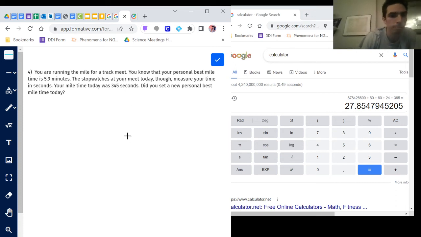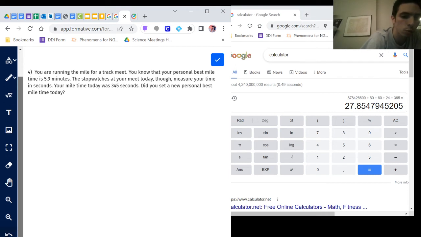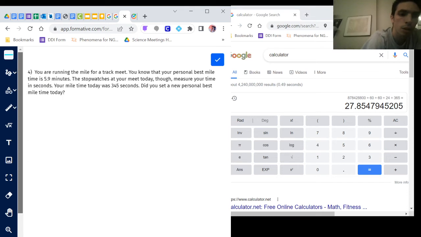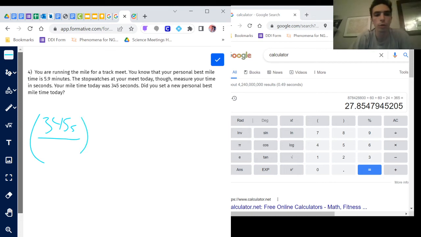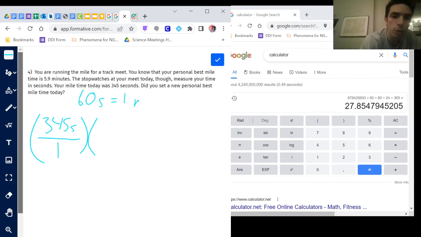In fact, maybe I'll show it both ways. So 345 seconds. We'll convert that to minutes first. And again, since this measurement is just seconds, not seconds per anything or anything like that, I'm just going to put it over 1. And the equivalence that we know is that 60 seconds are equal to 1 minute, of course.